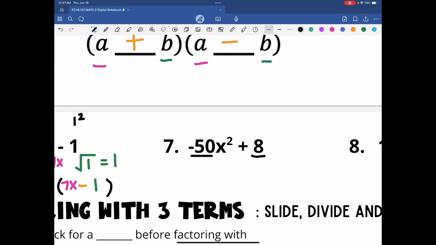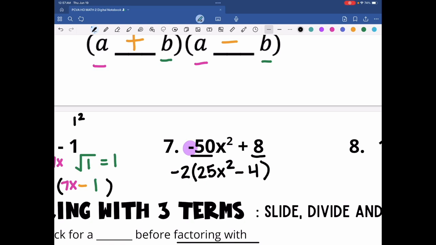I can't divide 4, can't divide 8. So I do have a GCF of 2. However, we said just a second ago that if I have a negative as my leading coefficient, I want to go ahead and take that negative out with the GCF. So if I say negative 50 divided by negative 2, that's going to leave me positive 25, and the x squared because we weren't able to take out any variables. Then I'm going to do 8 divided by negative 2, which is going to leave me with negative 4.